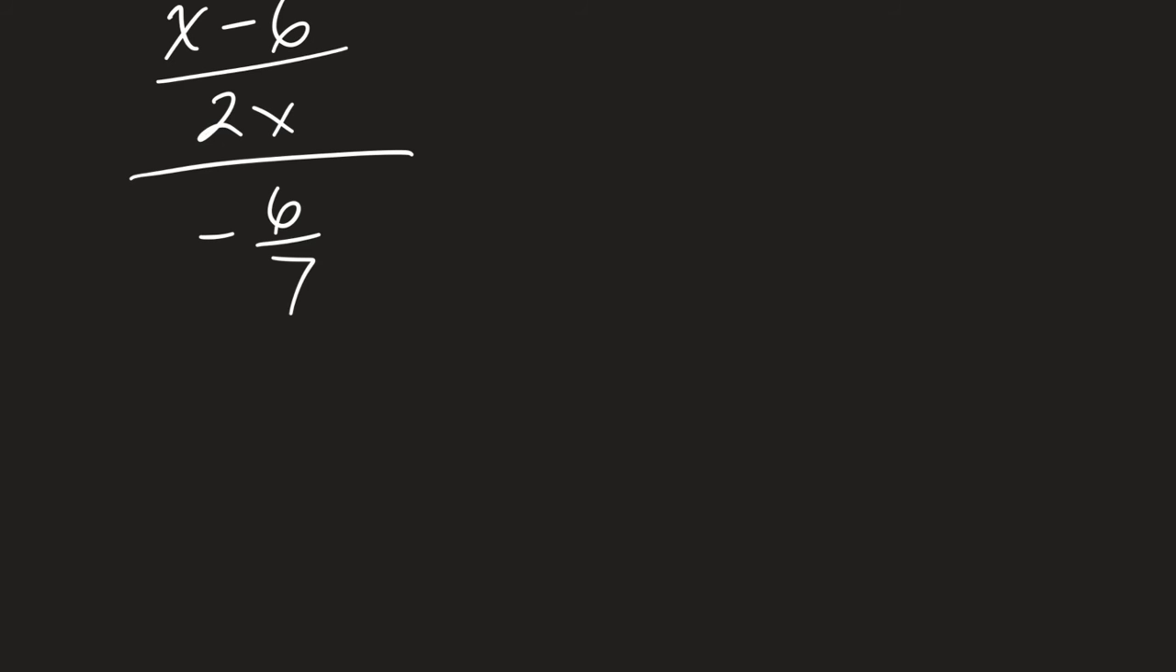This one looks more confusing than most. We're down to our division, which means we are going to keep change flip. And again, this looks very intimidating, and it really is just the way that it's set up. So let's change the setup. This is the same thing as saying x minus 6 divided by 2x divided by -6/7.